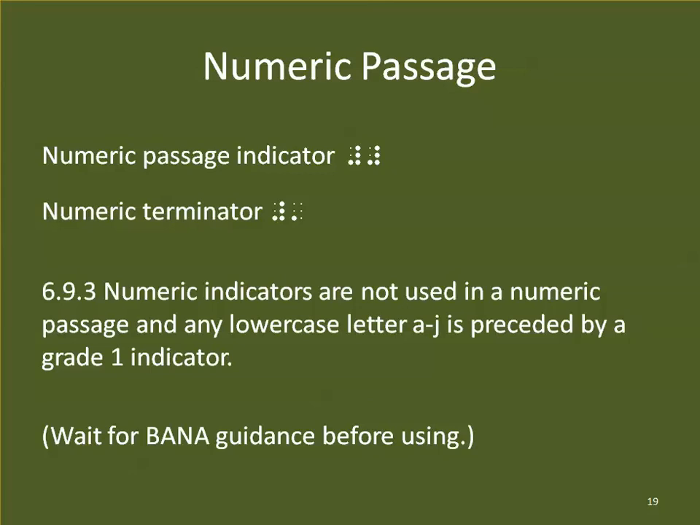If we start off the numeric passage indicator and then we have all these numbers in there, then we don't keep using the numeric mode indicator with a single prefix of dot 356 because we've already set numeric passage mode. But again, as I understand it, at this point in time, we will not be using that very much at all, especially if we are a Nemeth region, and BANA will come out with guidance eventually about specifically how we should use this and when.